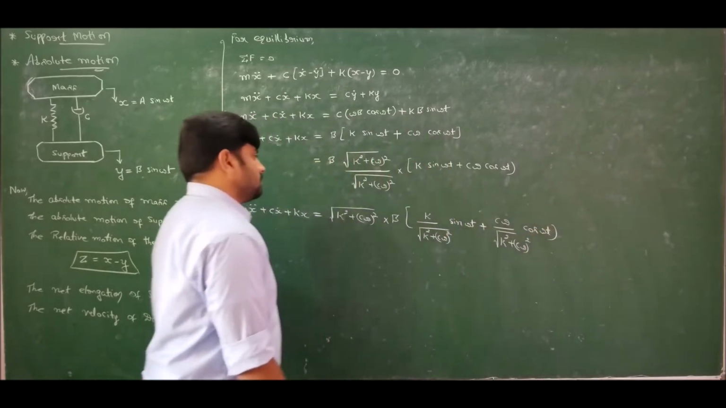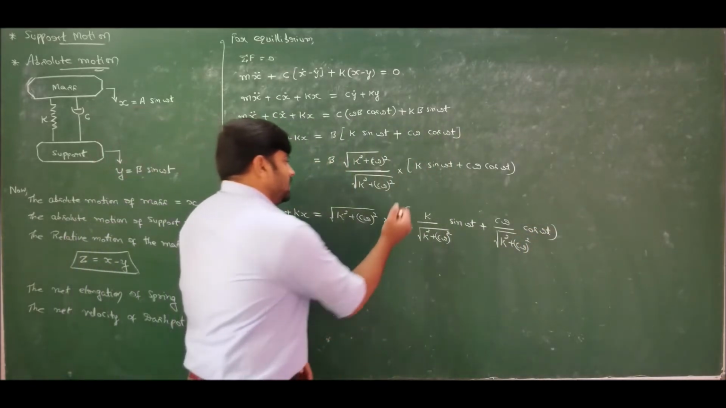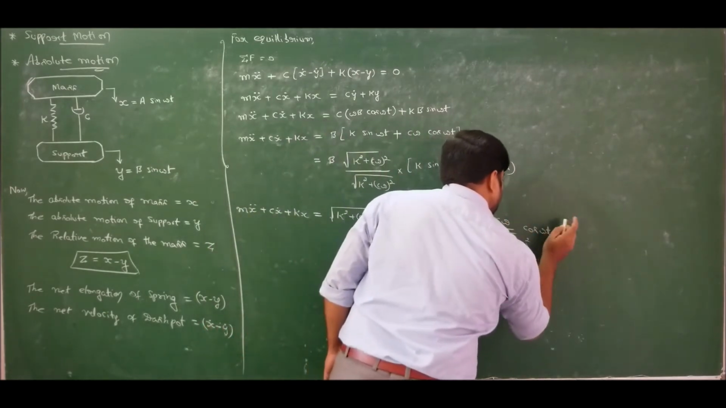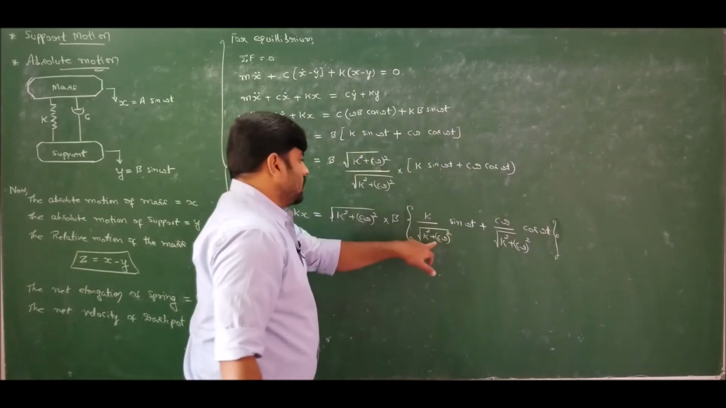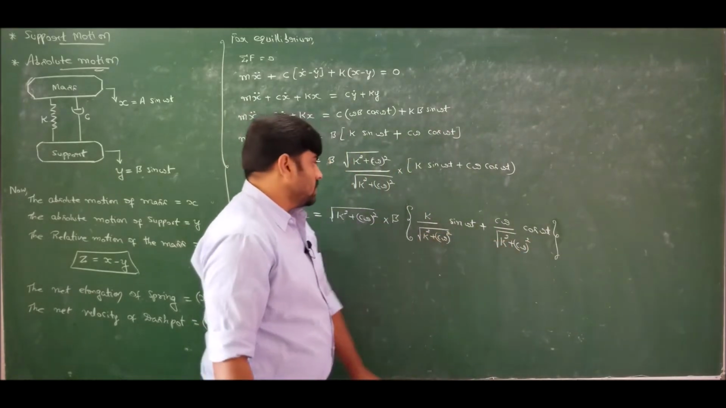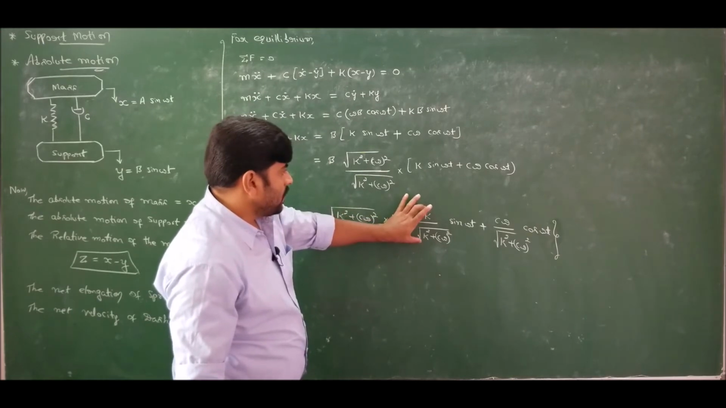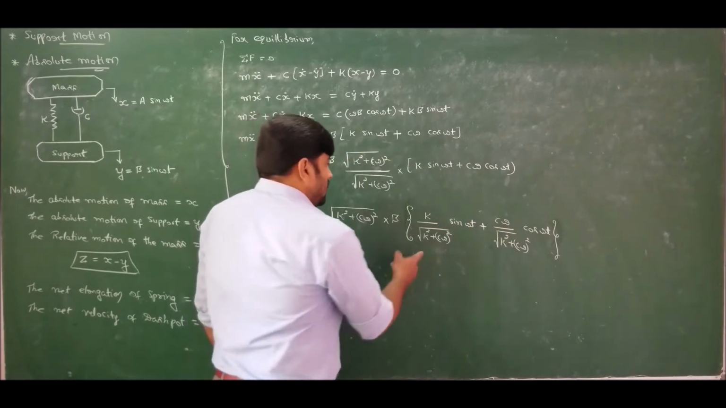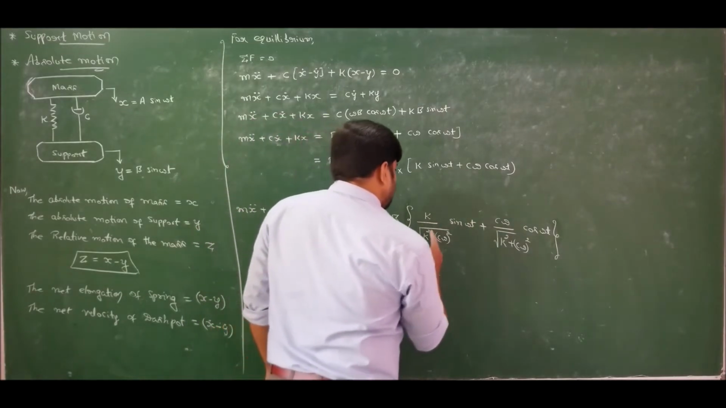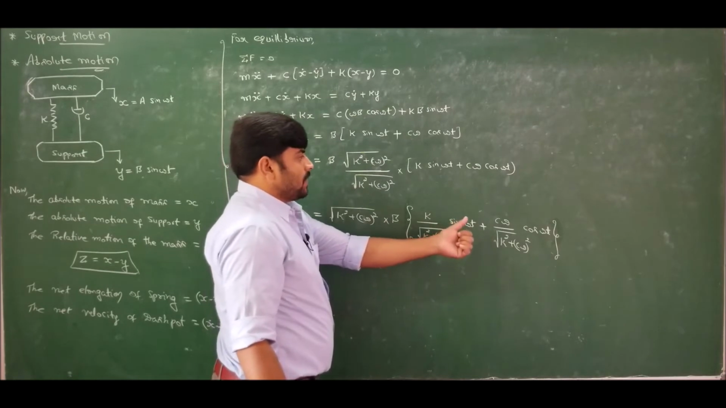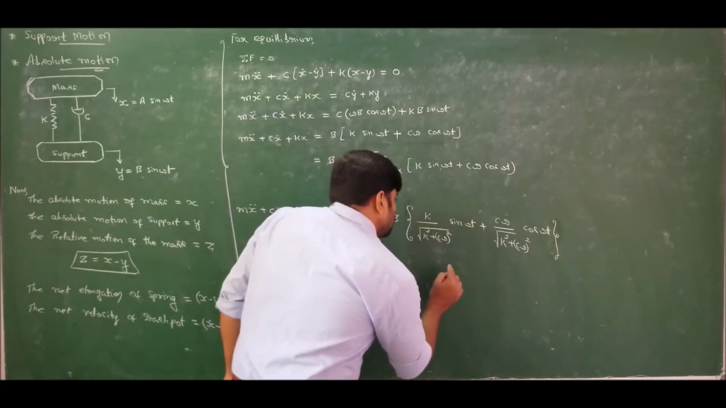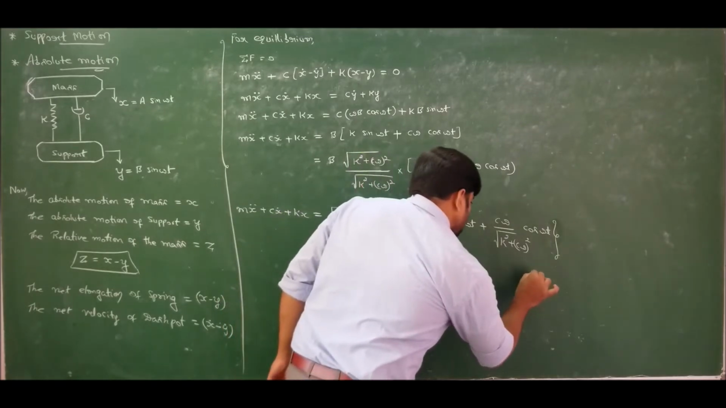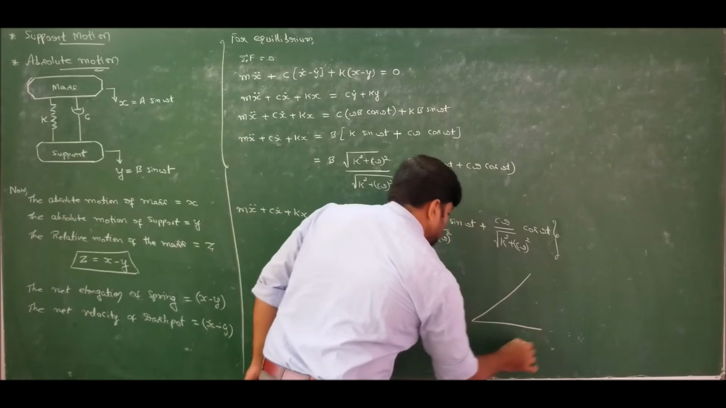Now I want to bring this into the form sin a cos b plus cos a sin b. So therefore, this should be equal to what? Cos theta. And this must be equal to sin theta. How can it be made? That is, to bring it down to the form of sin a cos b plus cos a sin b. Now I want to construct a triangle in such a way that I'll get the required thing. That is, I'll construct a triangle like this.